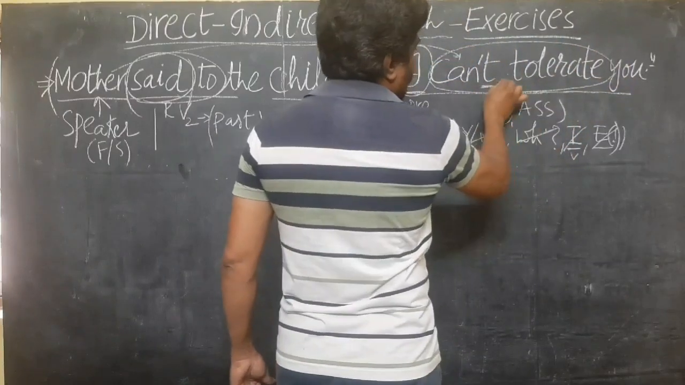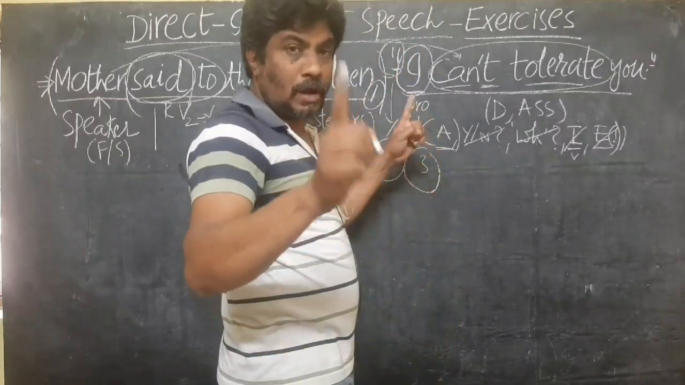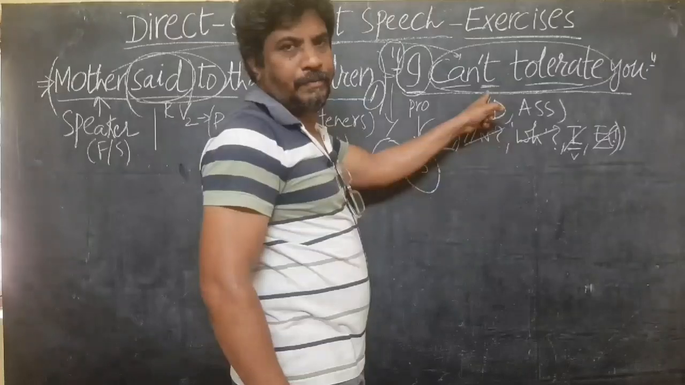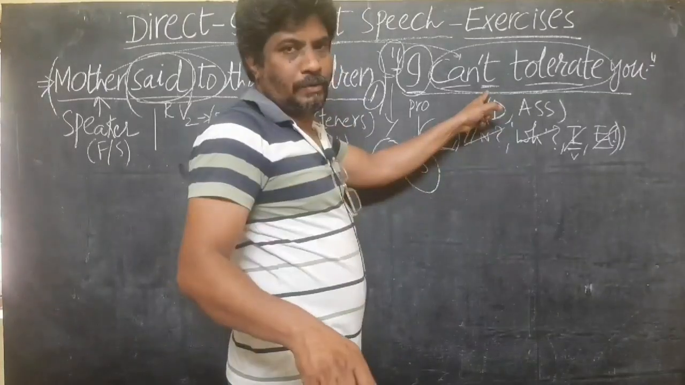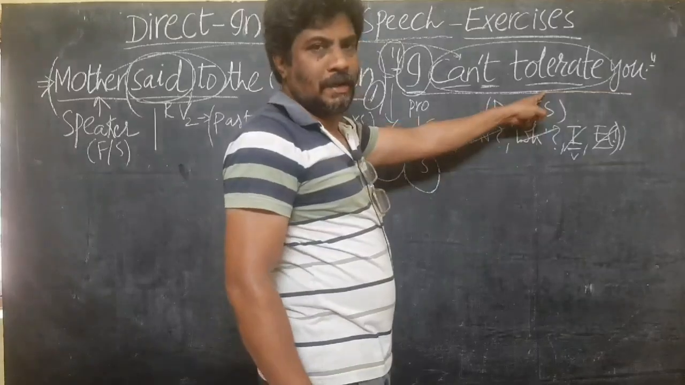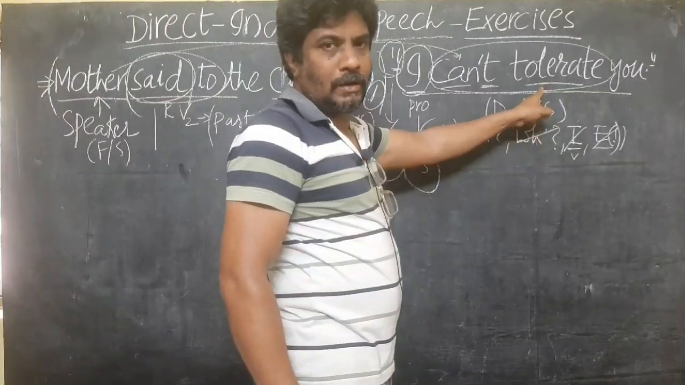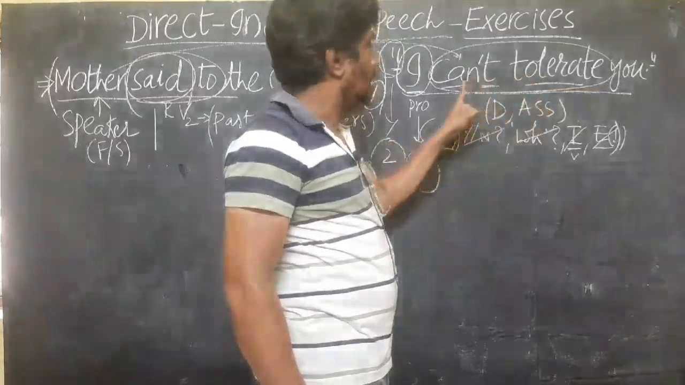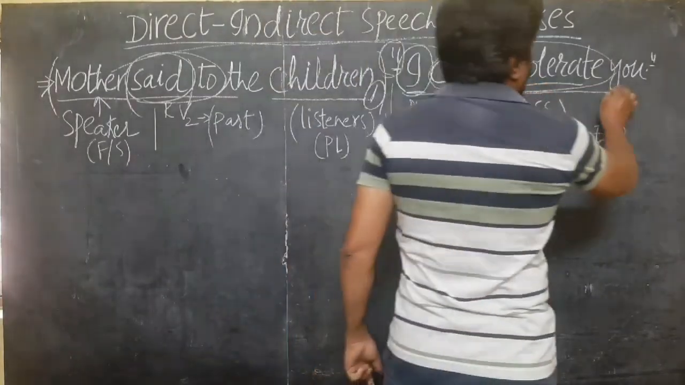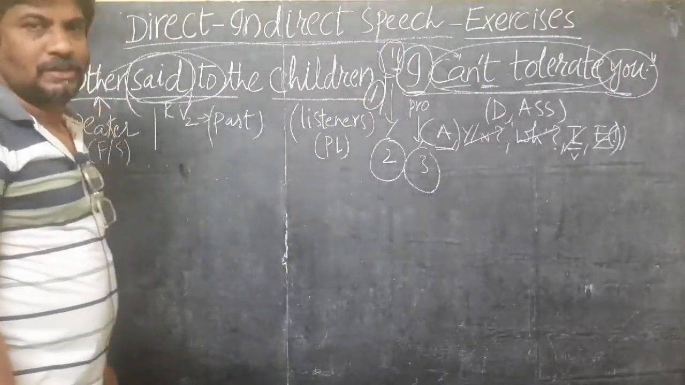Can't tolerate. Not is an adverb. Can tolerate is the verb. Remember, not is not a verb. Not is an adverb, but it is part of the verb. Remember, can is the helping verb. Tolerate is the main verb, and that is in V1 form, a regular verb. Can is the helping verb. Tolerate is the main verb. And another change, you. So these are the 5 places where we have to make changes.